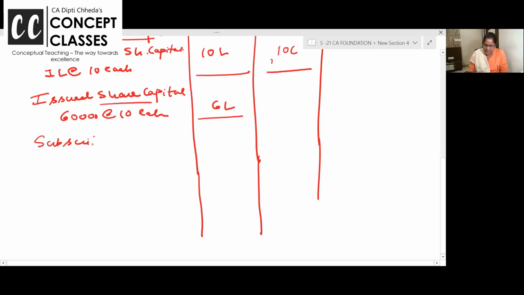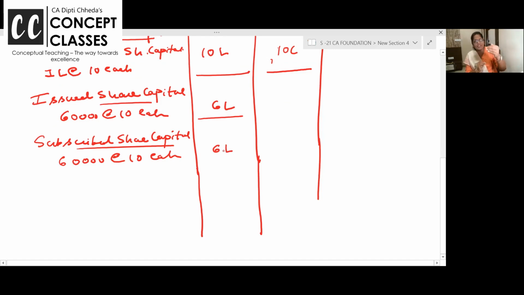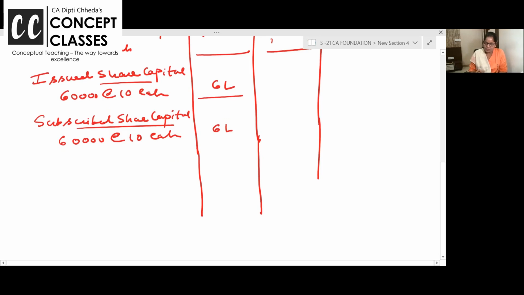How much is subscribed? Actually, subscribed is more, but you have returned the money. So now subscribed is also 60,000 at the rate of 10 each. If it is over subscription, you will return the excess. So here you will always write in subscribed what is actually there. So issued, then subscribed. After subscribed, we have called up capital.